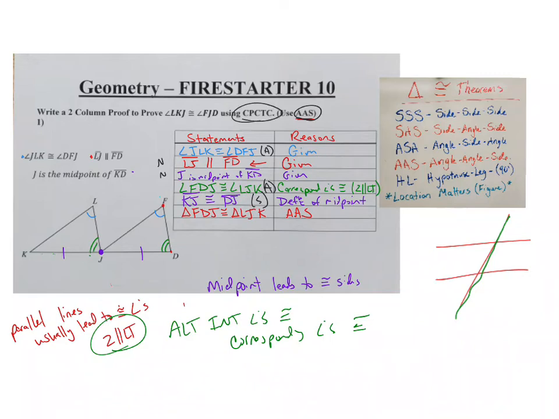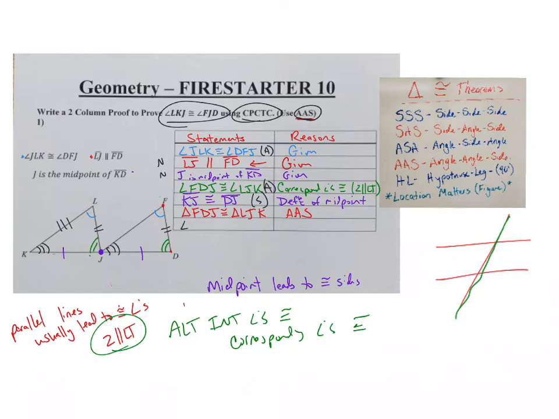Remember, CPCTC fills in the rest of the triangle. So I could put my third angle here. I could put these two sides are congruent, or these three sides are congruent. This is what it told me to prove. If I didn't tell you what to prove, you could write down any of those three things in black, any of the two side statements, or the angle statement in black.